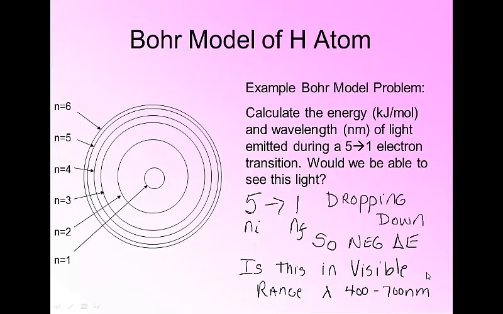Second question it's asking is, once you've calculated this, and you've calculated the wavelength from this, does this fall in the visible light wavelength range, 400 to 700 nanometers? And that's what we're going to figure out.